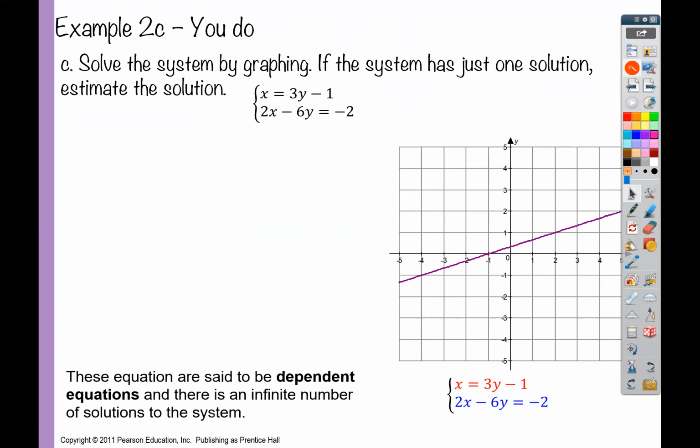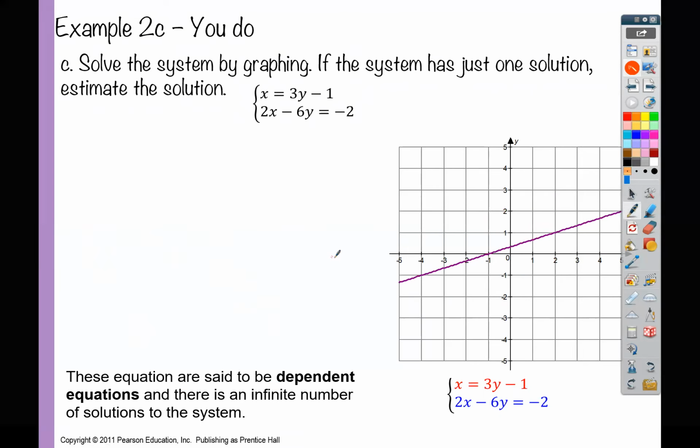So when you do this, you should have gotten the same line. When you graph these equations, they are said to be dependent equations because they're the same equation on top of each other. So there's an infinite number of solutions to the system. If you were doing this in class, you could say infinite solutions or all reals.